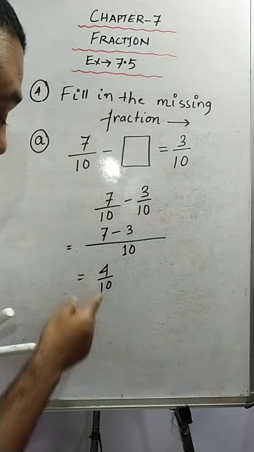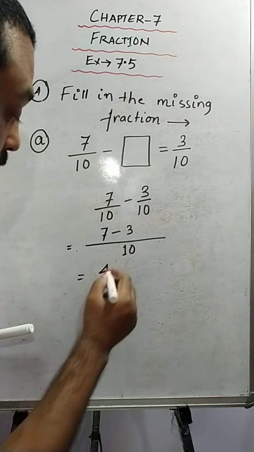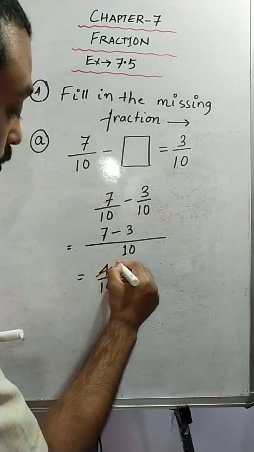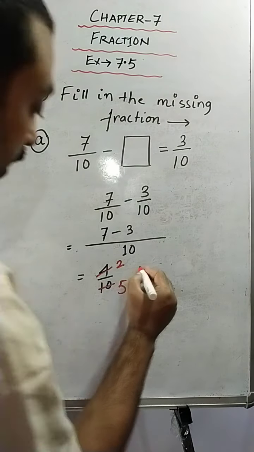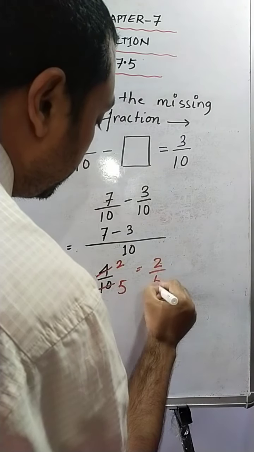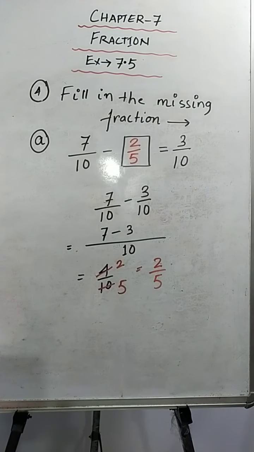Now students, carefully observe that you can reduce these two numbers, isn't it? Because these two numbers have a common factor 2. So we can cancel 2 with 2. 2 2s are 4, 2 5s are 10. So your required fraction is 2 by 5. So we will write 2 by 5. Okay, so this is how you will find the answers.